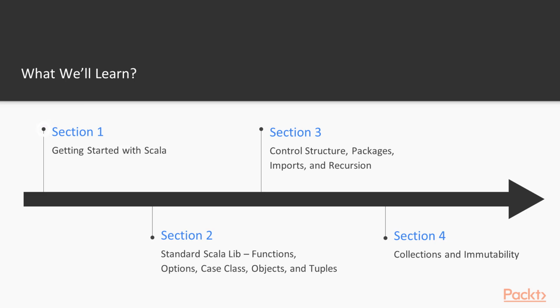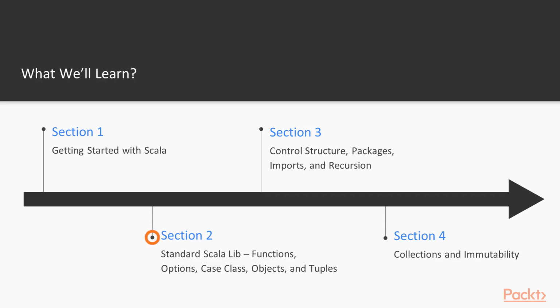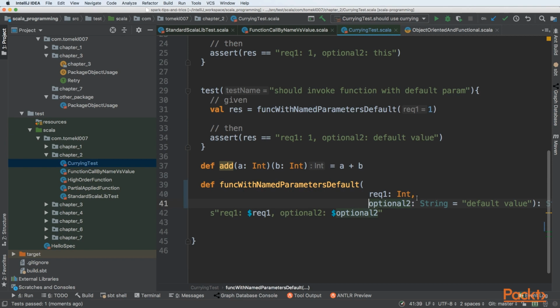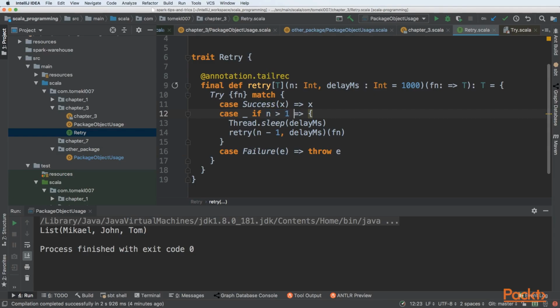In the first section, there will be a getting started with Scala, so we will set up our project and learn basics. Then we'll delve into the standard Scala library. We'll be looking at functions, options, case classes, objects, tuples, and more. In section number 3, we'll be looking at the control structures, packages, and imports. We'll be focusing on pattern matching.